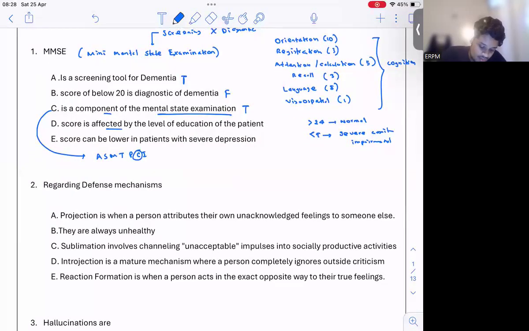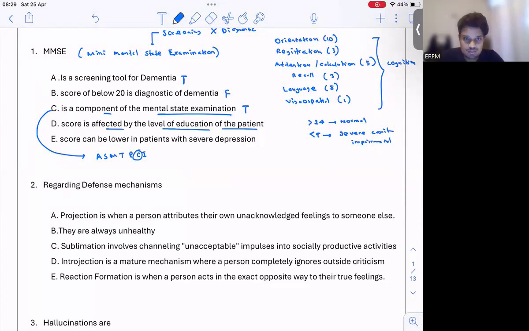Score is affected by the level of education of the patient. Right? That's a problem we face when we are doing MMSE, because there are some socio-cultural factors which can affect the score of MMSE. For example, this MMSE has certain components like reading, naming objects, writing a sentence. Those are some components of MMSE.